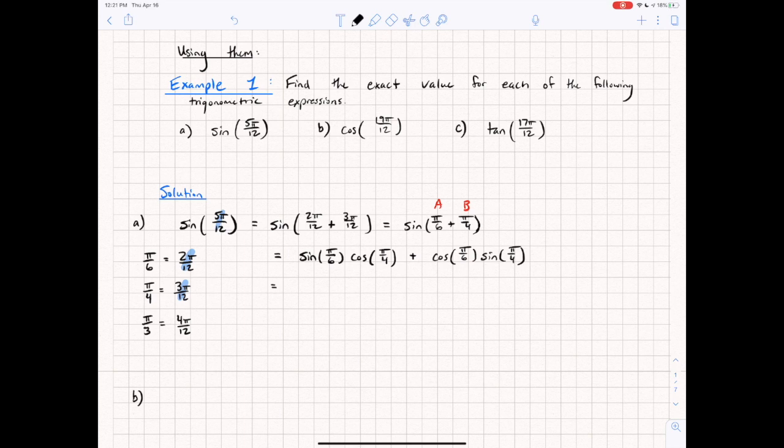Sine of pi over 6, that's the y coordinate at pi over 6. That would be 1/2. Cosine of pi over 4 is radical 2 over 2. Plus cosine of pi over 6 is radical 3 over 2. Sine of pi over 4 is radical 2 over 2.